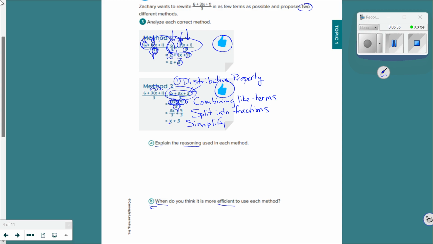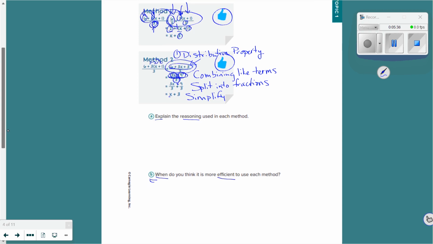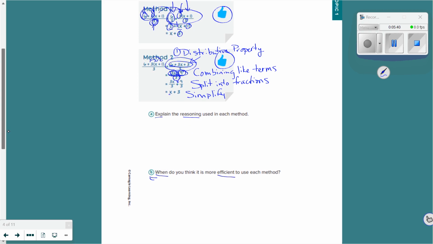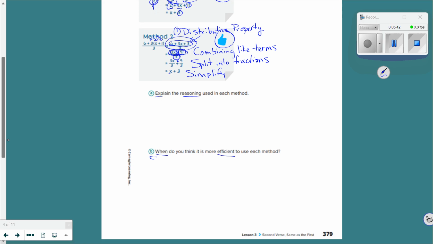So for explaining your reasoning, I actually listed that above, so you've got all those listed. When do you think it's more efficient? Method one is going to be more efficient if both terms divide evenly by the denominator.